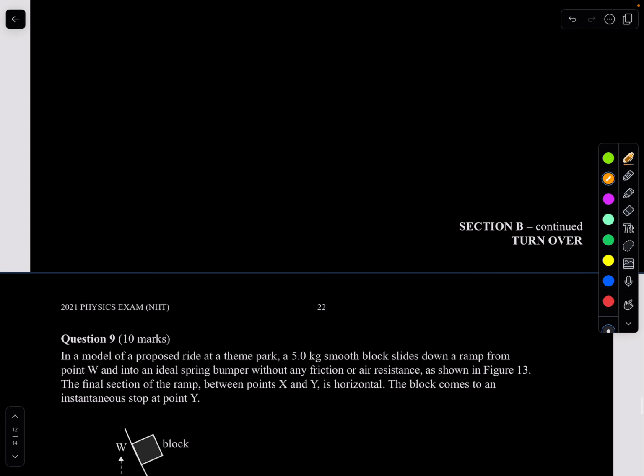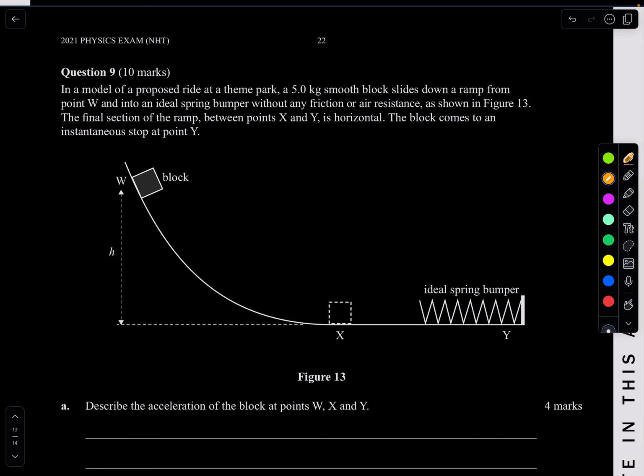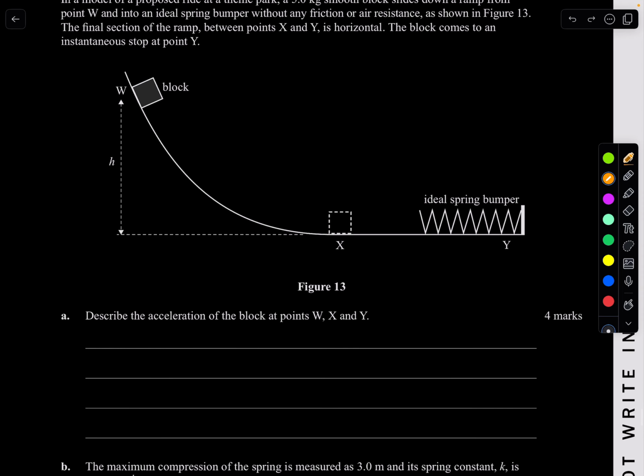Nice. Let's go to question 9. So 10 marks. Wow. I think this is the last question. So in a model of a proposed ride at a theme park, a 5 kilogram smooth block slides down a ramp from point W and into an ideal spring bumper without any friction or air resistance. That's good, so we're not losing any energy from that, as shown in figure 13. The final section of the ramp between point X and Y is horizontal. Okay, the block comes to an instantaneous stop at point Y. Okay, makes sense. Describe the acceleration of the block at points W, X, and Y.